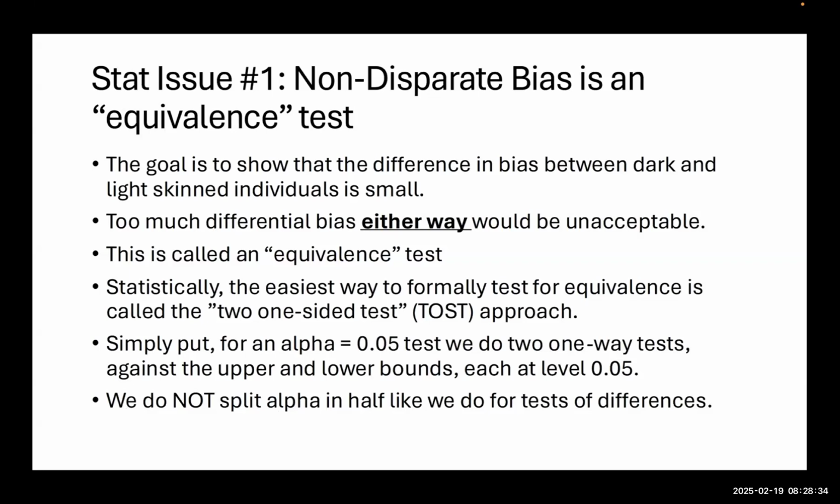The first one is what we call non-disparate bias, which statistically we would call an equivalence test. The goal is to show that whatever difference in bias there is between dark and light-skinned individuals, it's small. Too much bias either way is not acceptable. The easiest way to test for equivalence is a 2 one-sided test approach. We test against the upper limit and the lower limit, both at the same alpha level, 0.05. What we don't do is split the alpha in half.